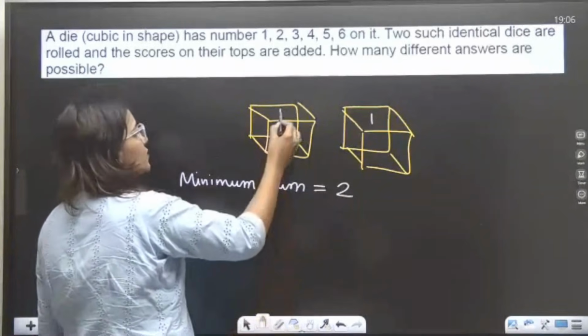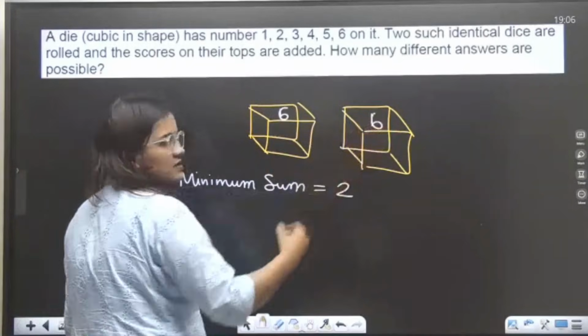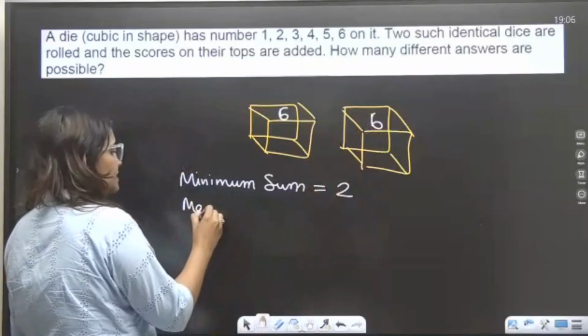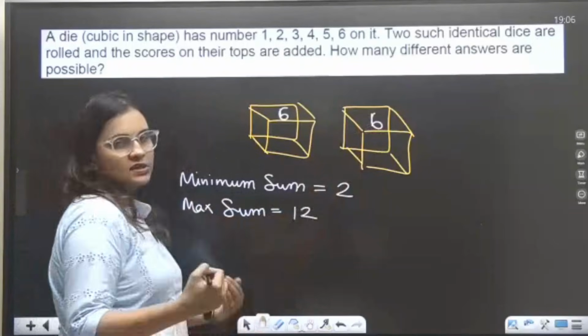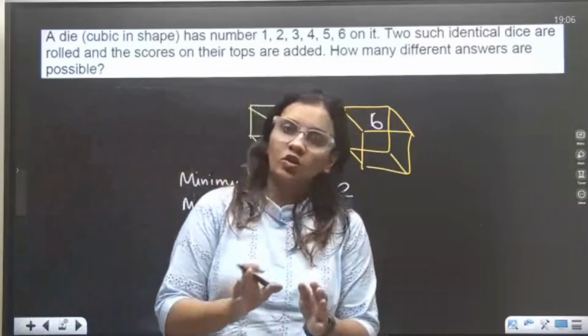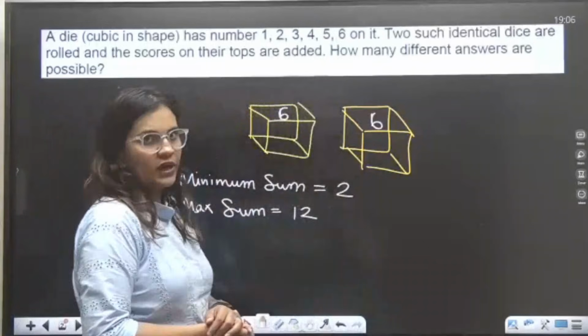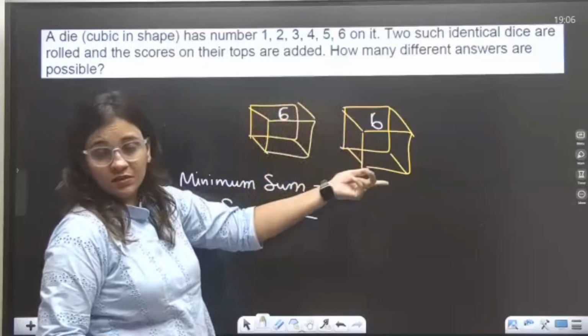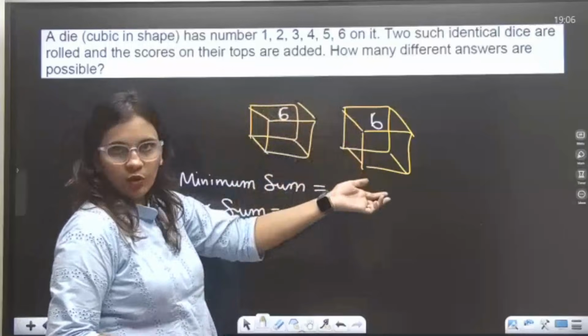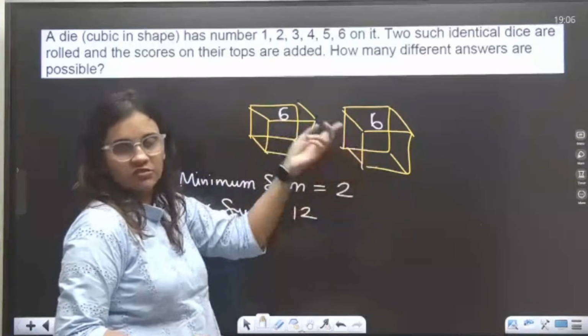And the maximum sum, if it will come 6 and 6. Right? So the maximum sum you will get is 12. And all the rest of the numbers between 2 to 12 can also be formed, right? 3 can be formed by 2 and 1. 4 can be formed by 3 and 1. Right? 5 can be formed by 3 and 2. 6 can be formed by 3, 3.